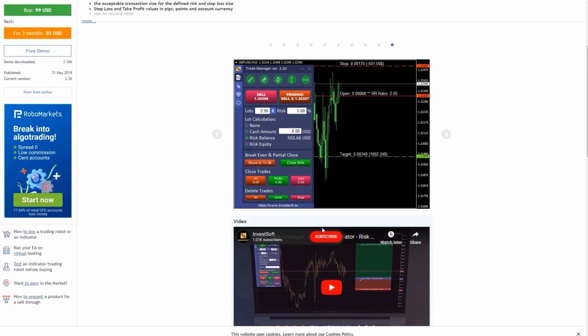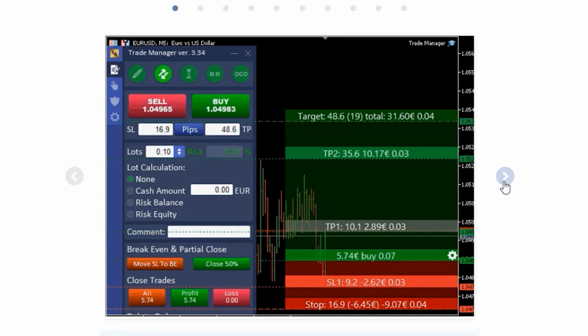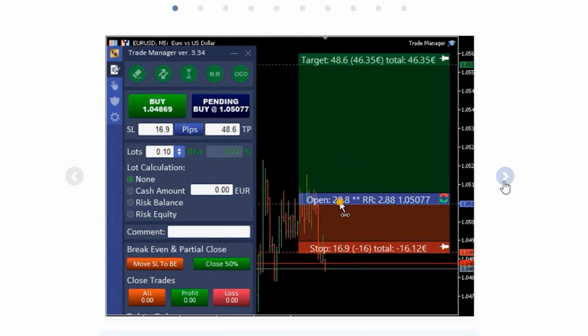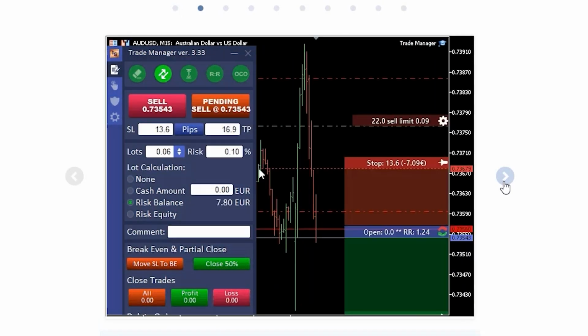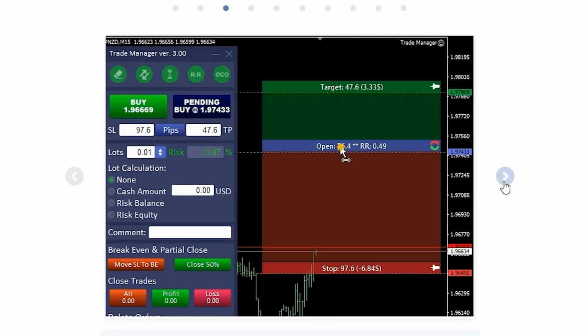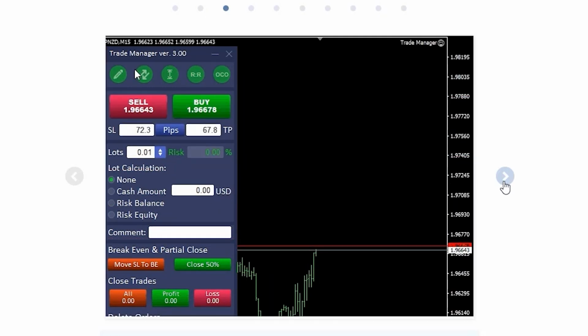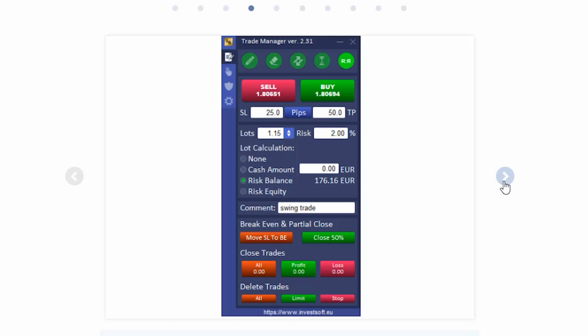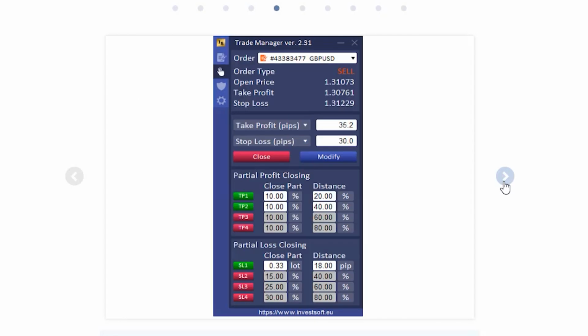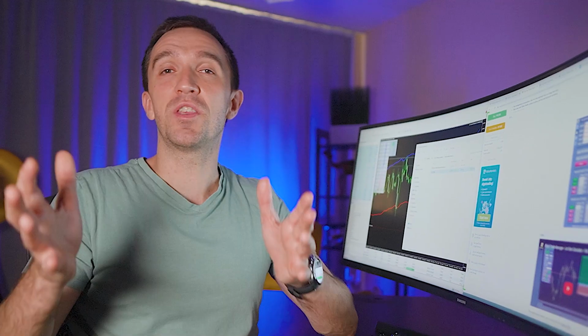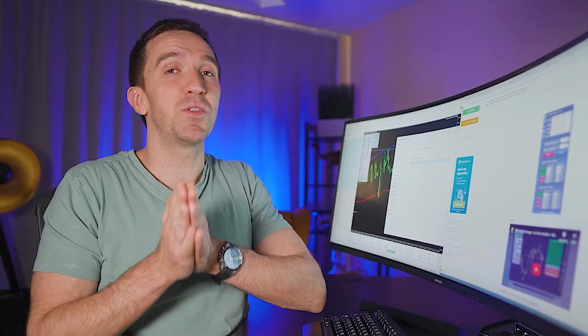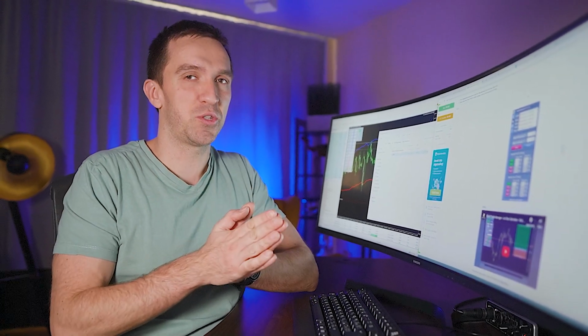You can see that again there are some pictures and GIFs to give you an idea how that tool works, and it is pretty much the same idea. You can open pending orders and you can set your risk-reward ratio before opening the trade. So if you need such a tool, I would leave it up to you to decide which one of the two works better for you.